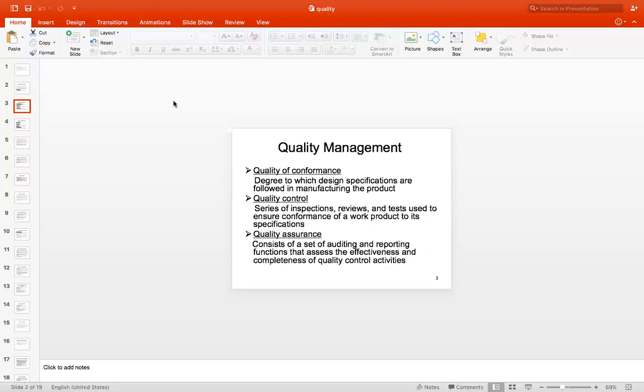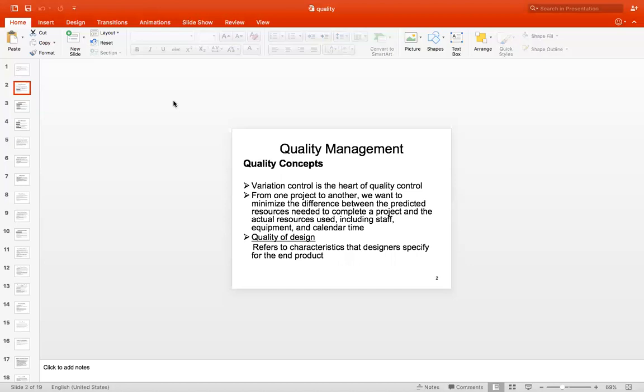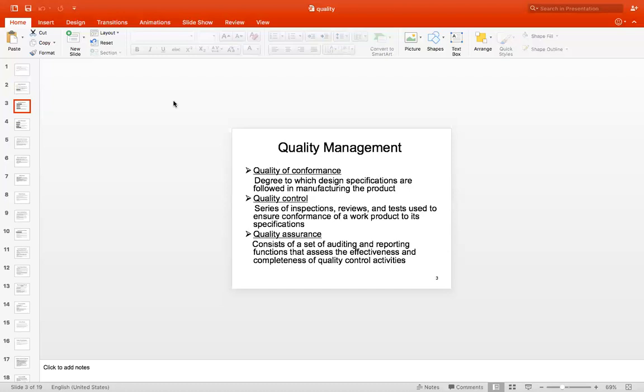Okay, next one is quality of conformance. So quality of conformance means the degree to which the design specifications are followed in manufacturing the product. So here I told you quality of design means the characteristics the designer specify. Quality of conformance means the design specifications.